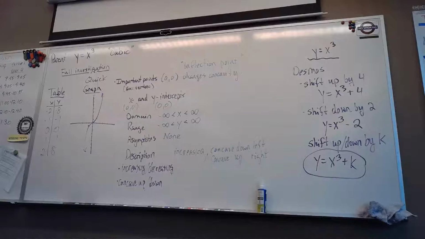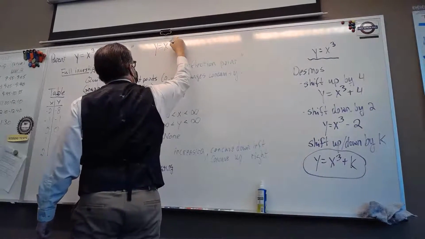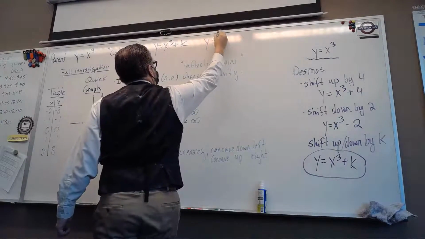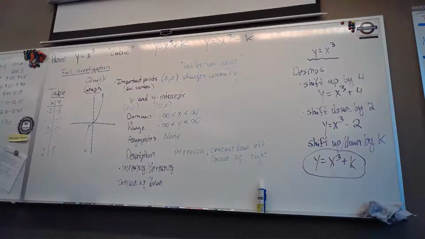Dominic, wouldn't you have to then put in a minus one too? Good question. Do I have to then put a negative? I've got y equals x cubed plus k. Do I have to have a y equals x cubed minus k? Yes or no? Why or why not? What do you think? Yes. Okay, I got one vote for yes. What do you think?